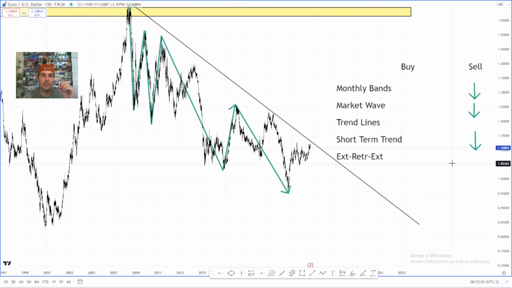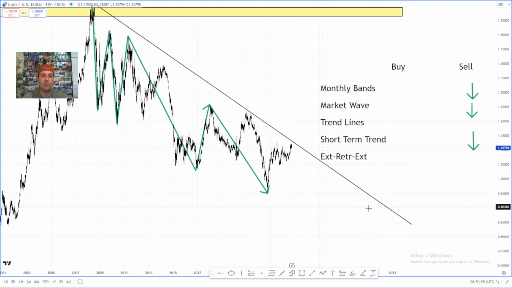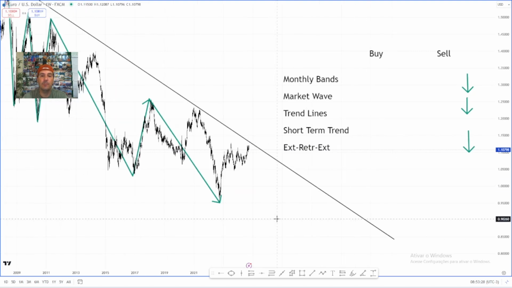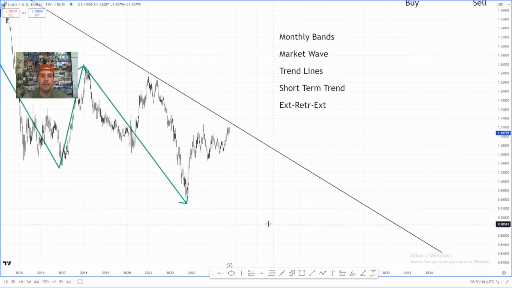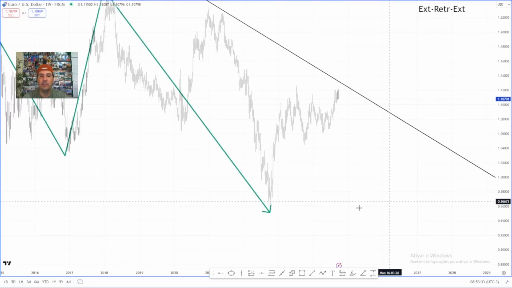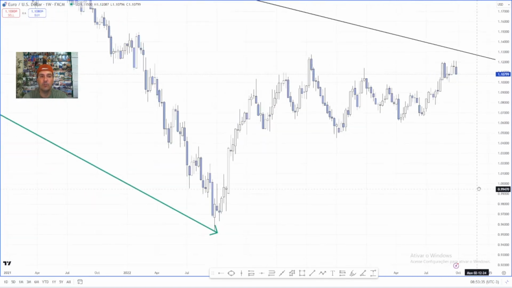Are we doing anything special here? No, we are not, but you must understand what is key: that you are basing your decisions on what you see. What is key? That you trade from what you see. Now, what else? Compared to the monthly, we can zoom in and chart the short-term trend.